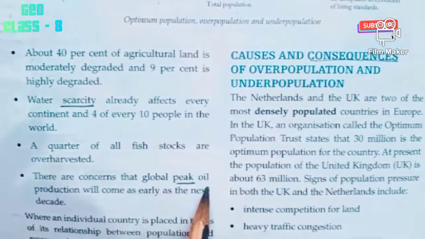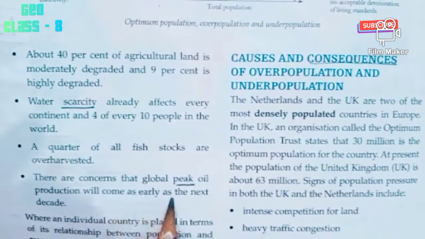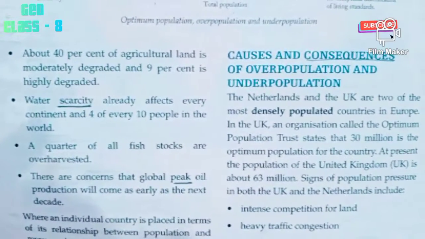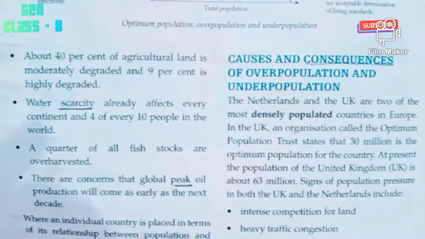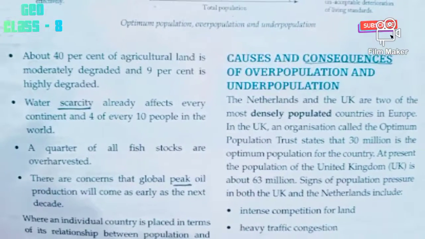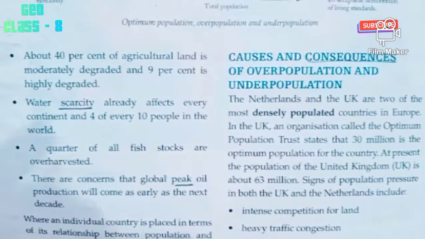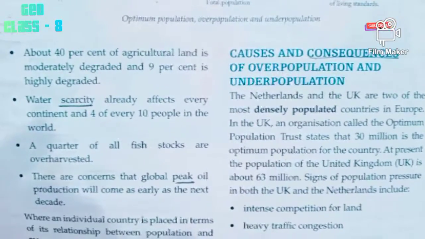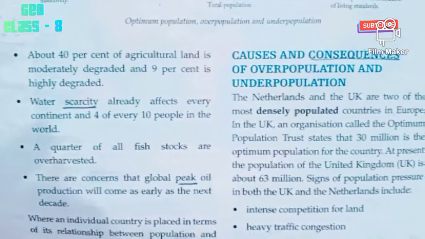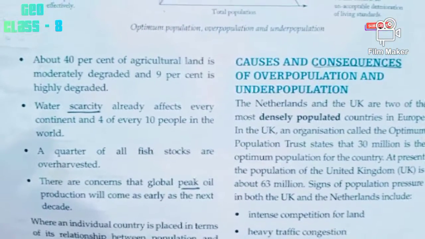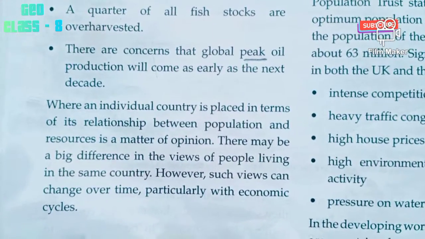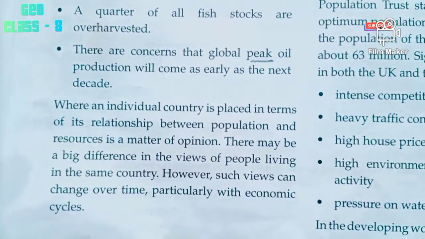There are concerns that global peak oil production will come as early as the next decade. So in the whole world, we can try to understand that peak oil, the production of oil, will be a great concern for people, because increasing population will definitely lead to higher demand for oil, and that will create a problem in production because we may not supply according to the demand. Issues like petrol discussed above are mainly faced globally.